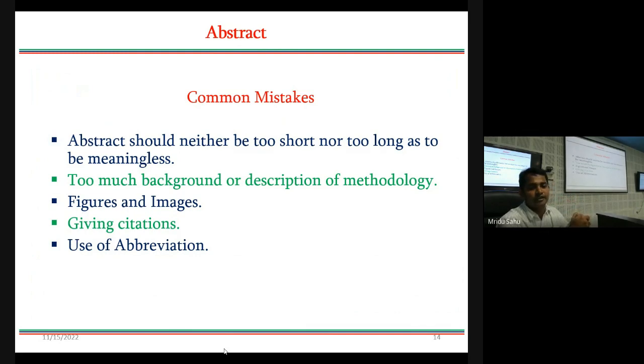Another point is that figures and images should not be in the abstract at all. We don't usually give citations in the abstract, and we avoid abbreviations in the abstract. In the introduction, it is completely fine, right? So I hope it is now clear to you how to write an abstract.